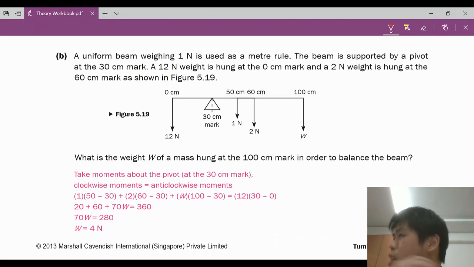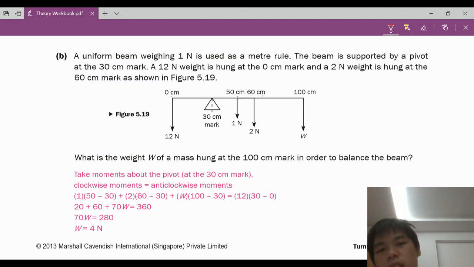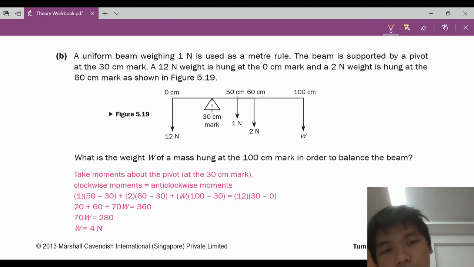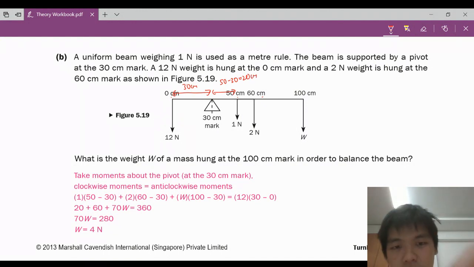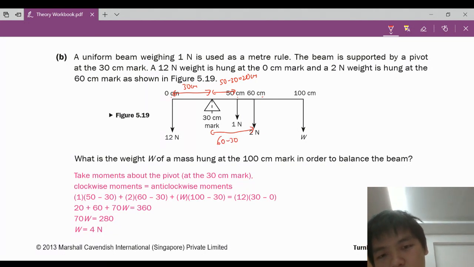B is slightly tricky because you have to be very careful with how they give the measurements. So this is a meter ruler, 1 meter long. There are markings of 0, 50, 60, 100, and a 30 cm mark. This does not mean that this is the number for the perpendicular distance. Why? From here to here, this is 30 cm. From here to here, this is 50 minus 30, which is 20 cm. From here to your 2 newton, this is 60 minus 30, which is 30 cm.